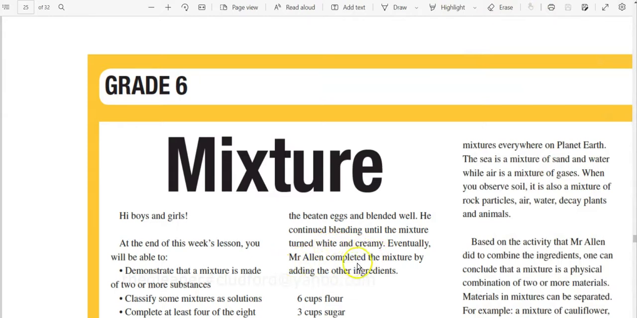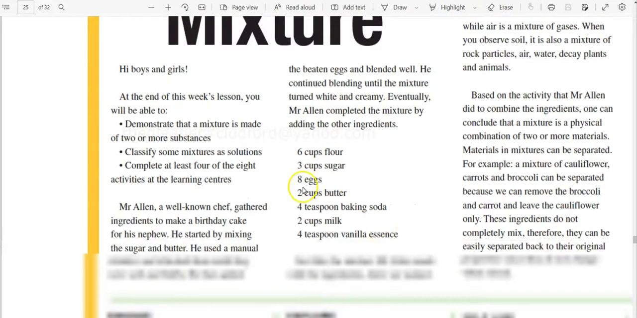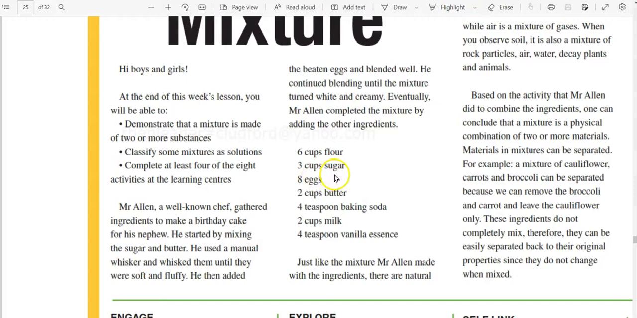Eventually, Mr. Allen completed the mixture by adding the other ingredients: 6 cups of flour, 3 cups of sugar, 8 eggs, 2 cups of butter, 4 teaspoons of baking soda, 2 cups of milk, and 4 teaspoons of vanilla essence.